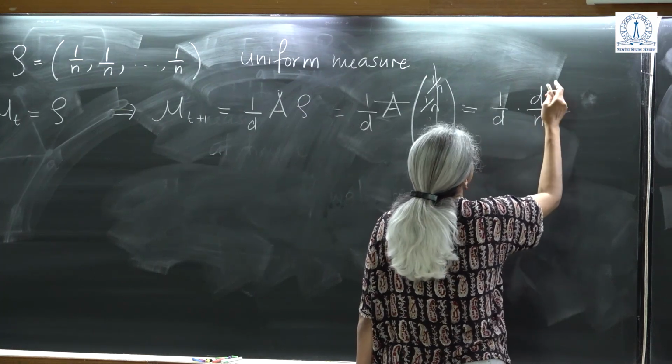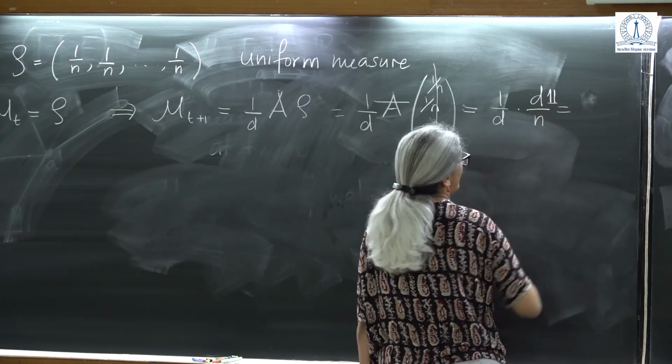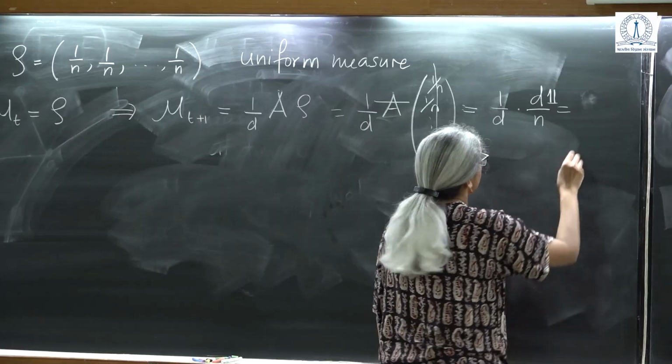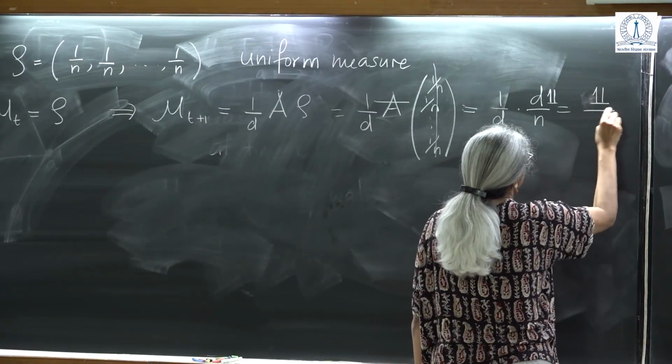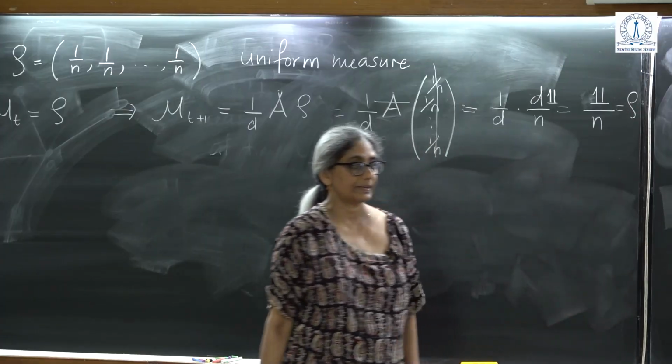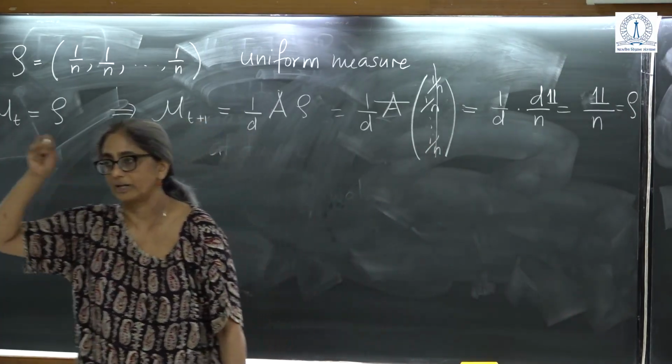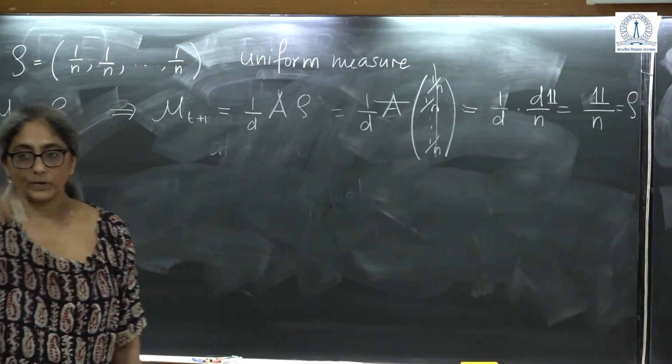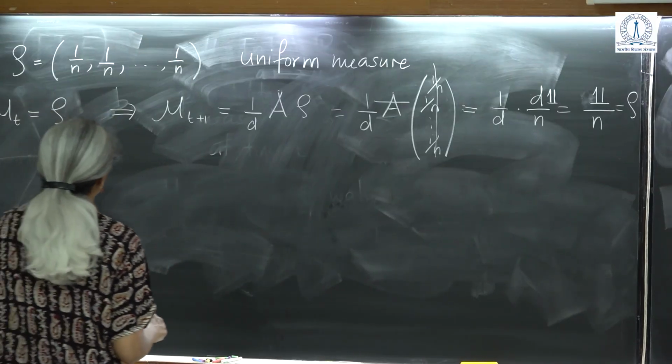It's a vector, yeah. So it's d times the all ones divided by n, so this will be 1 divided by n, which is the same as the uniform measure, right? The all ones is this bold one that I'm writing, just 1, 1, 1, 1, 1. So you come back to the uniform measure, right?